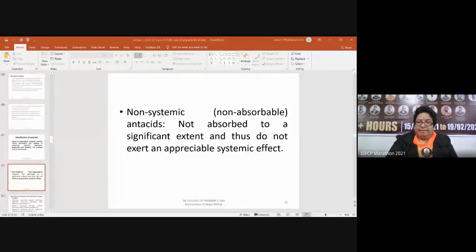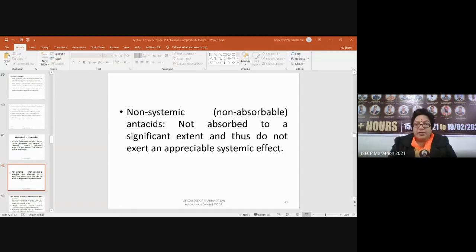These are non-systemic or non-absorbable antacids. They are not absorbed to a significant extent and thus do not exert an appreciable systemic effect. Non-systemic antacids are divided into subtypes as under: aluminium containing antacids, aluminum hydroxide, aluminum phosphate, basic aluminum carbonate gel, etc. Calcium containing antacids like calcium carbonate, tribasic calcium phosphate, etc.